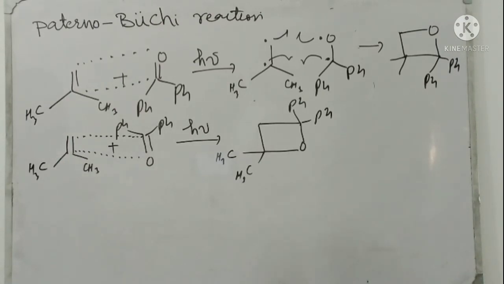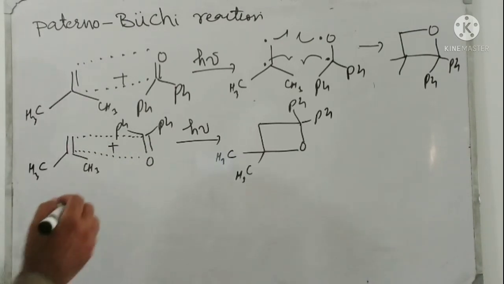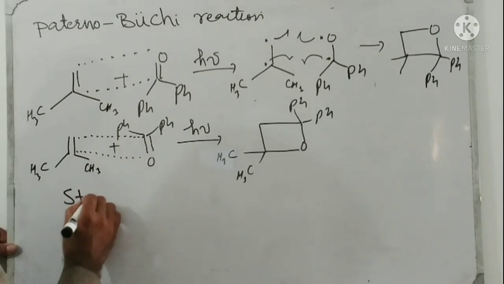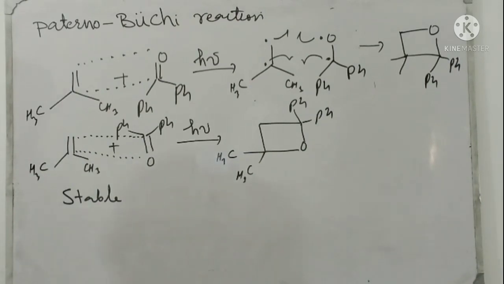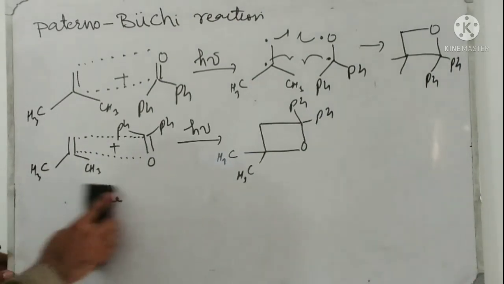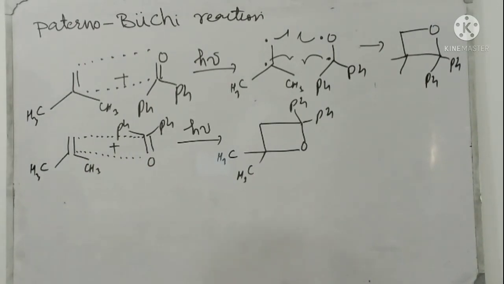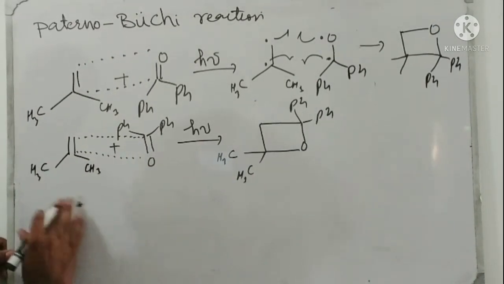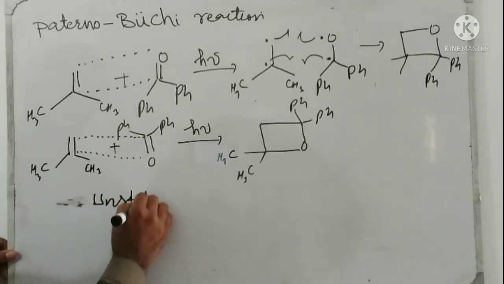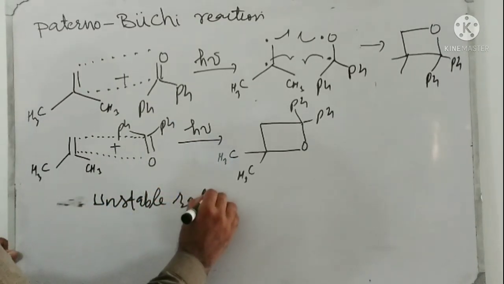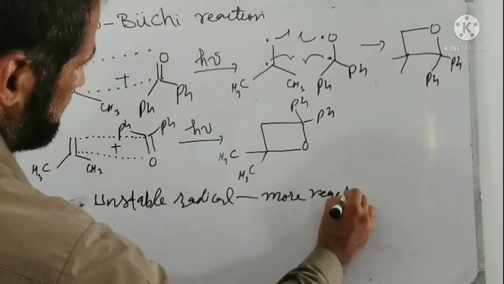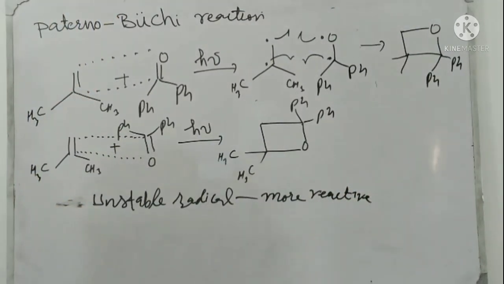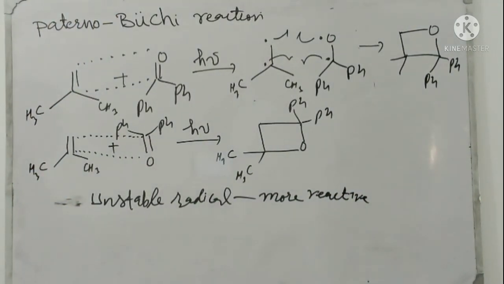In this photochemical reaction, it depends on the stability of the free radical. If the radical is a stable radical, it is less reactive. The other way around, if the radical is unstable, it is more reactive. If it is more reactive, then it will react quickly. So this is the answer.